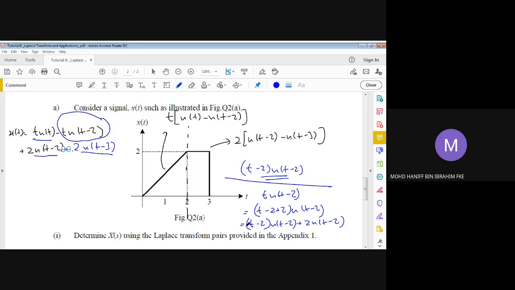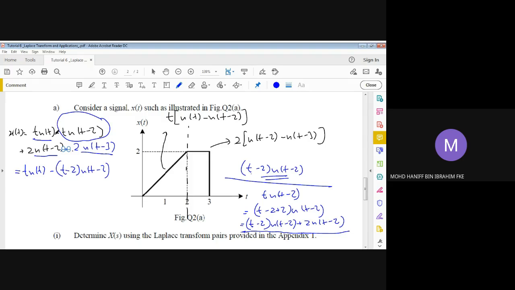Okay, so that will be the modification that needs to be done to transform this t u(t minus 2) into terms that can be transformed into Laplace by using the shifting properties. Yeah, so this is the one. So we need to rewrite it back based on what we have done before. So we're going to have t u(t) minus (t minus 2) of u(t minus 2).